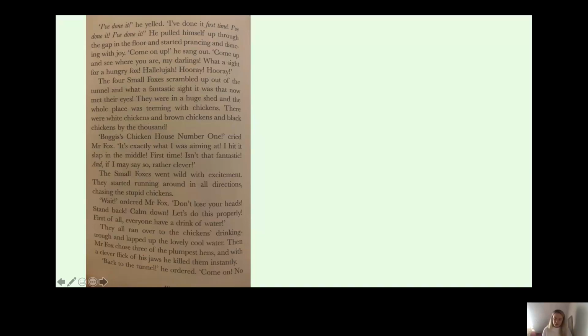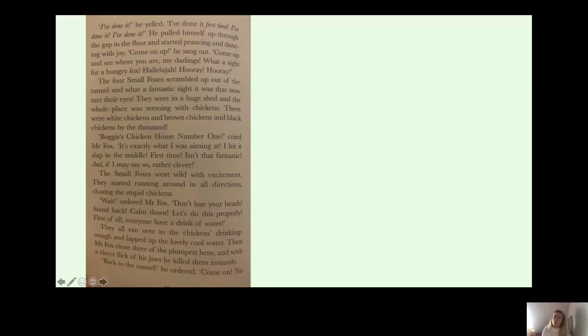They were in a huge shed, and the whole place was teeming with chickens. There were white chickens and brown chickens and black chickens by the thousand. Okay, so here it tells us that the place was teeming with chickens. Well, after it tells us that, it says that there were white chickens and brown chickens and black chickens, and it says they were by the thousand.